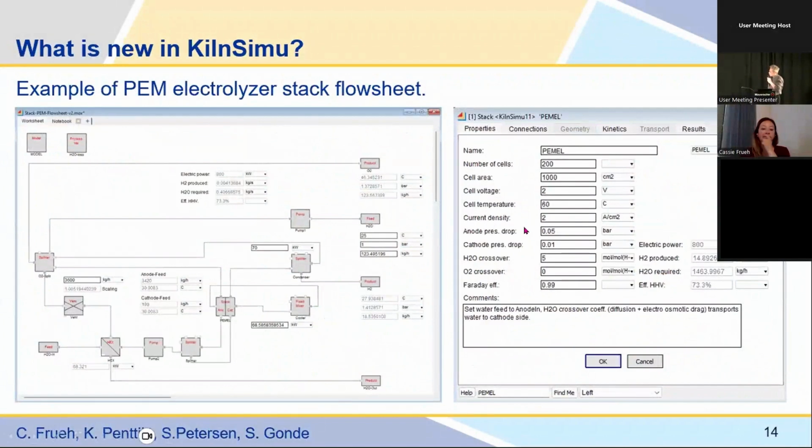So this is just an example of the electrolyzer stack model so that I can demonstrate how, in this case, the pump and heat exchanger and the vent is used in a flow sheet.